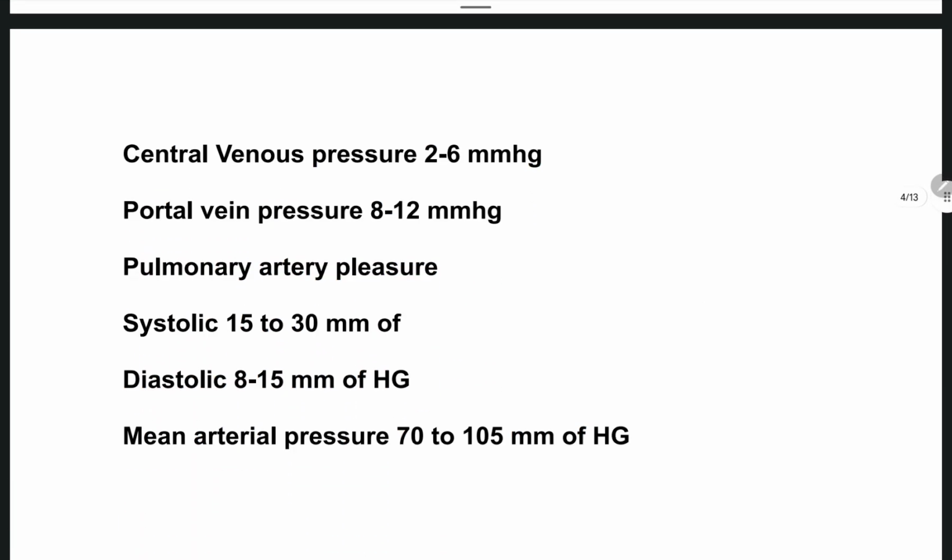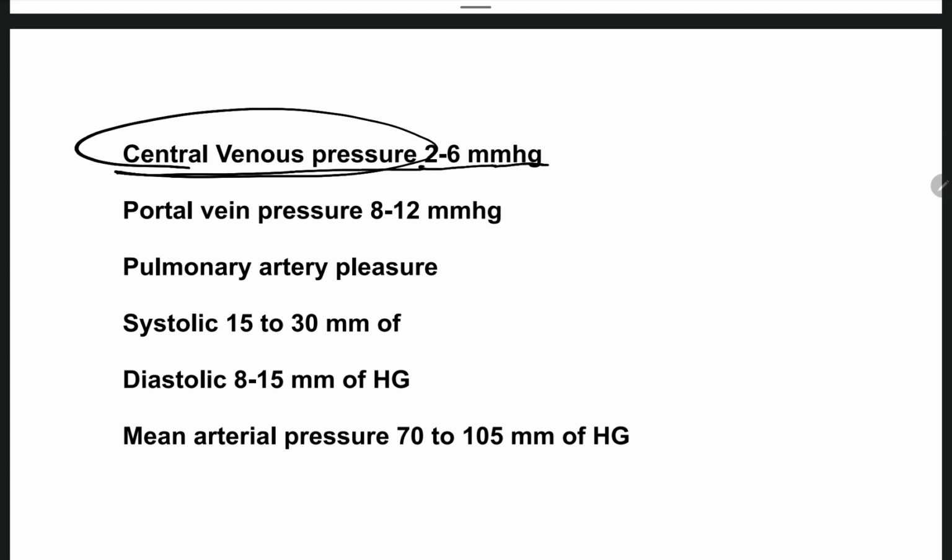The next one is, we will see some points related to the cardiac system. First one: central venous pressure is 2 to 6 mm of Hg. So where can we assess the central venous pressure? In the superior vena cava, otherwise the inferior vena cava. So mainly in the vena cava we can assess the central venous pressure. Why? Because the vena cava is the largest vein in the body.